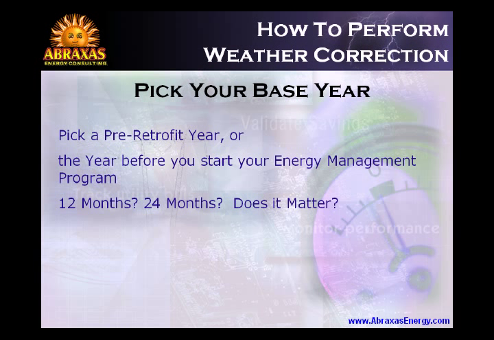The first step in performing weather normalization is picking a base year. You need to pick a 12-month period before you installed your energy-efficient retrofits to use as your base year. This way, we have a whole year's worth of bill data to use for our weather normalization. Your base period could be 24 months. However, only 12 months of data is necessary and is actually more accurate in showing usage patterns.